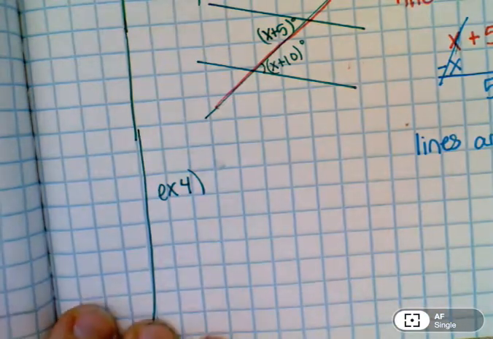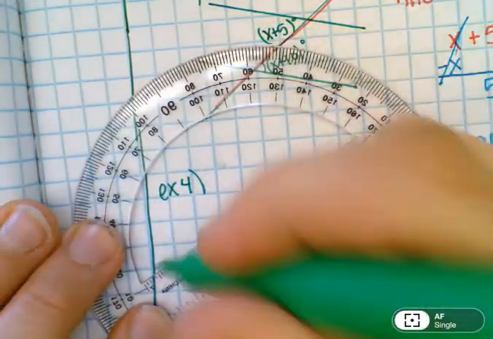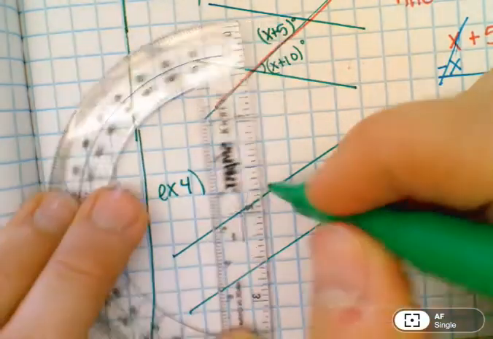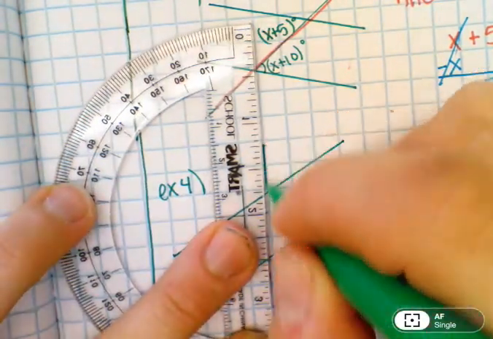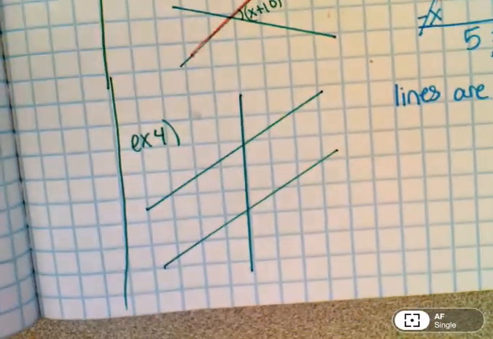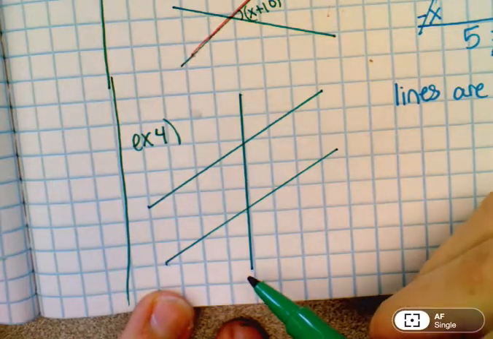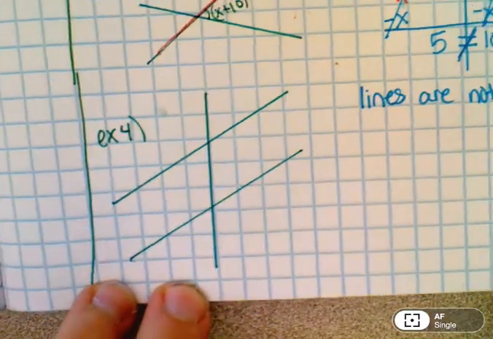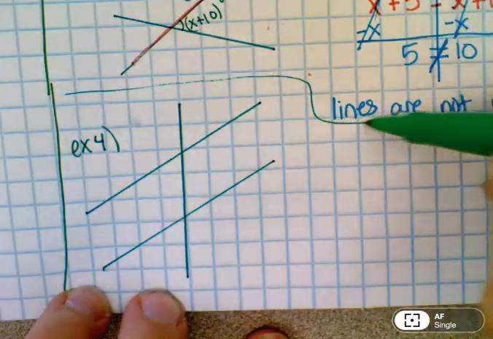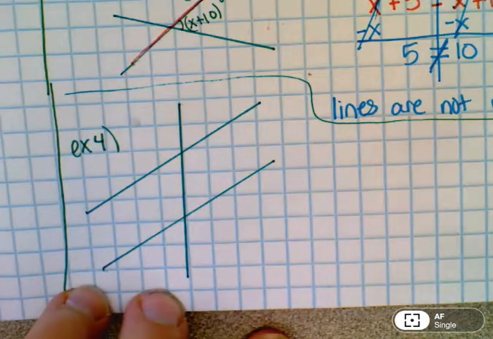Example 4. So draw something like that for me. Here's my transversal. Here are my two intersected lines, and I want to know if those lines are parallel. And so I'm going to give you a little bit of information.